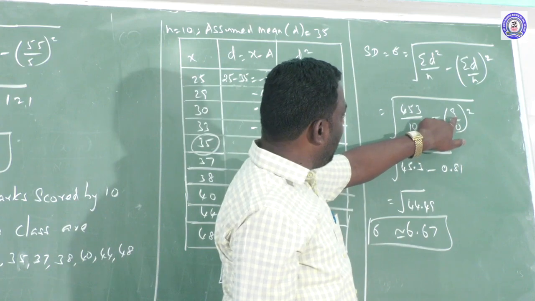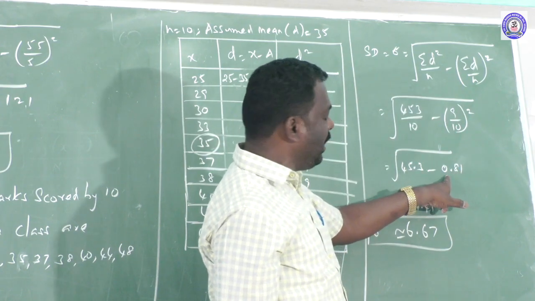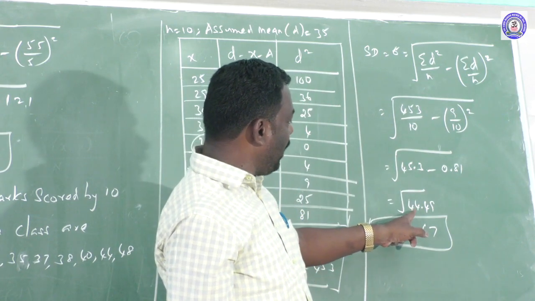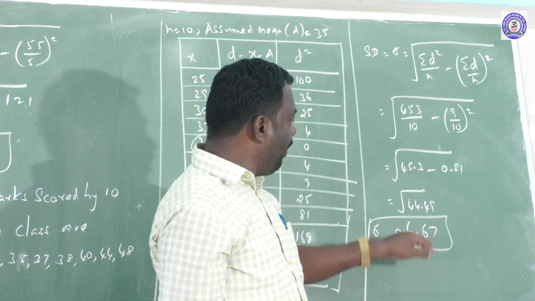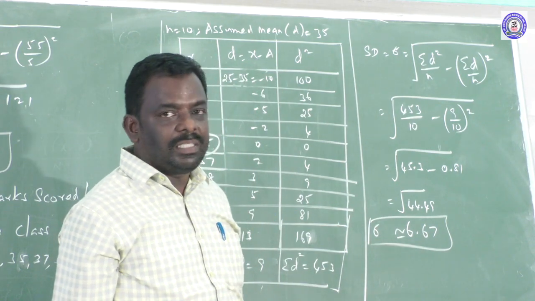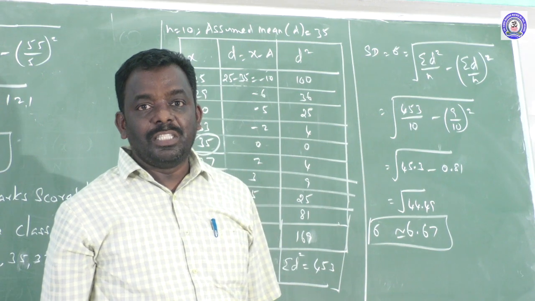That is 45.3 minus 0.9 squared, which is 0.81. Simplifying, we get the square root of 44.49, and finally we find the standard deviation. It is approximately 6.67, the standard deviation by applying the assumed mean method.